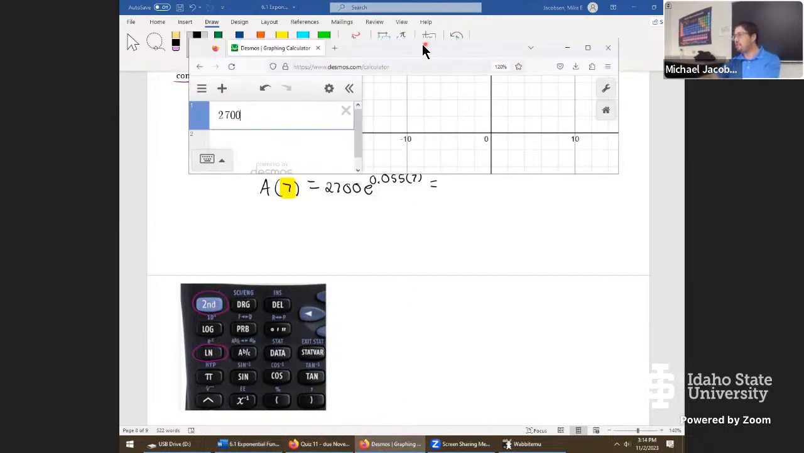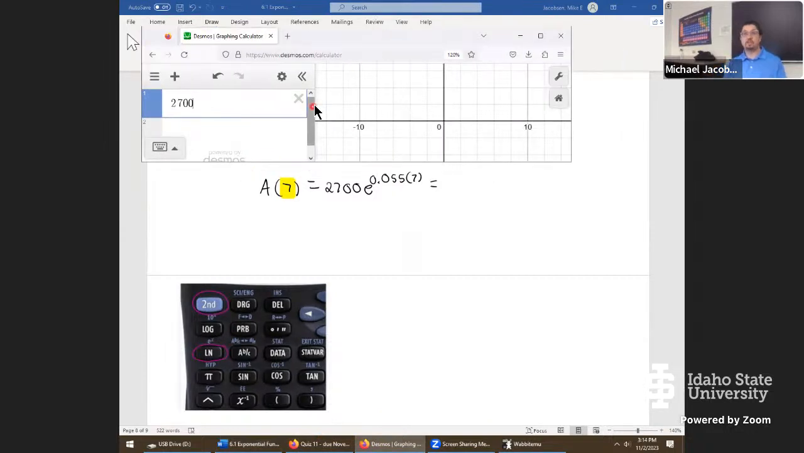So in Desmos, it's still going to look about like this. You could just literally type in an e, and you've got the right value. Go up to the exponent position, and I'll use parentheses to make sure when I go and put times 7, it stays in the exponent. So 0.055 times 7, and the initial value of $2,700 after 7 years becomes just about $4,000 altogether. 39, 67, 96.